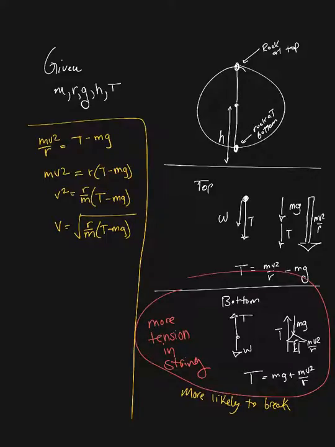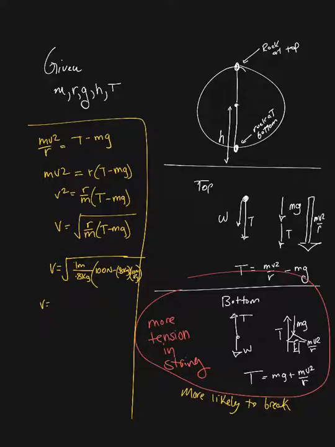So let's plug in the numbers and calculate what v is. What's r, please? R is 1 meter. And what's m? M is 0.8 kilograms. And what's t? 100 newtons. Minus what's m again? 0.8 kilograms. And g is 10 newtons per kilogram. And all that's inside a square root.